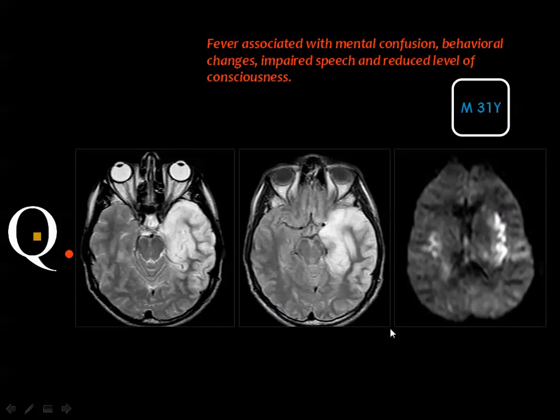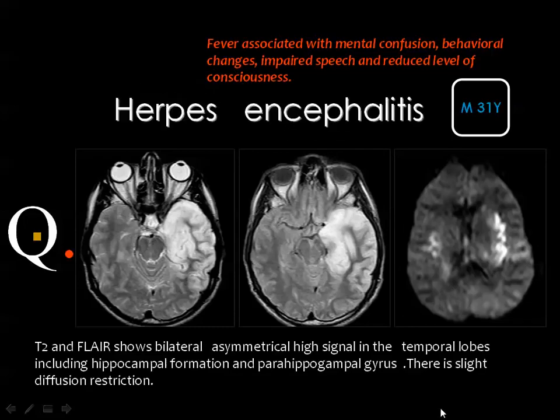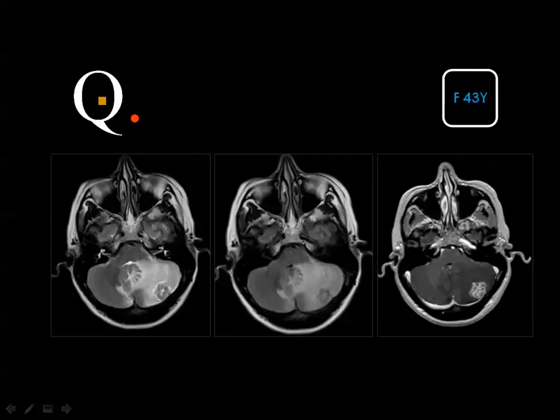This is a male patient, 31 years old, presented by fever associated with mental confusion. And this is the axial T2, axial FLAIR, and diffusion. Encephalitis, and this is herpes encephalitis being in the temporal area, and you can see that a lesion is seen in the diffusion, not seen clearly in the MR images, and the inflammation like herpes will produce restricted diffusion.